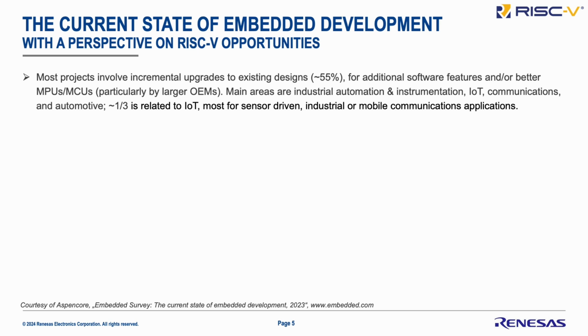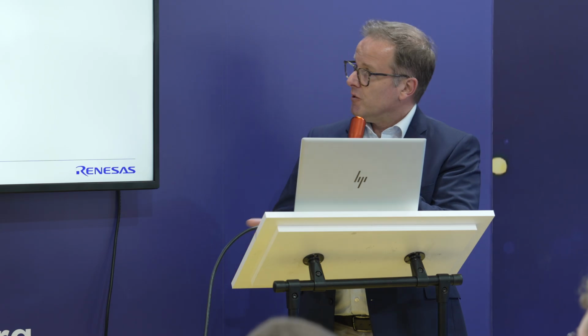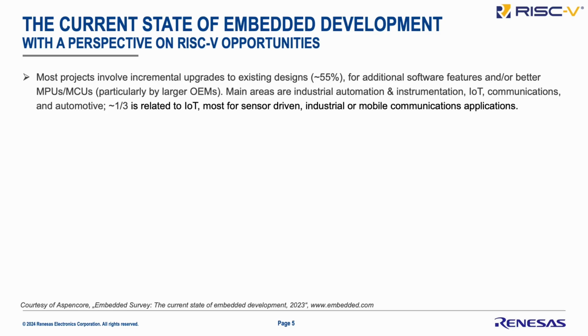First of all, most of the new projects involve incremental designs. So existing designs get modified to add software features, to replace the current processor with a more powerful one, or with one that has additional features. The main areas identified are quite broad, ranging from industrial automation, IoT, communications, and automotive, just to start listing them from top to bottom. And one third of all these applications is somehow related directly or indirectly to IoT, so networking applications for sensor-driven industrial or mobile communication applications.